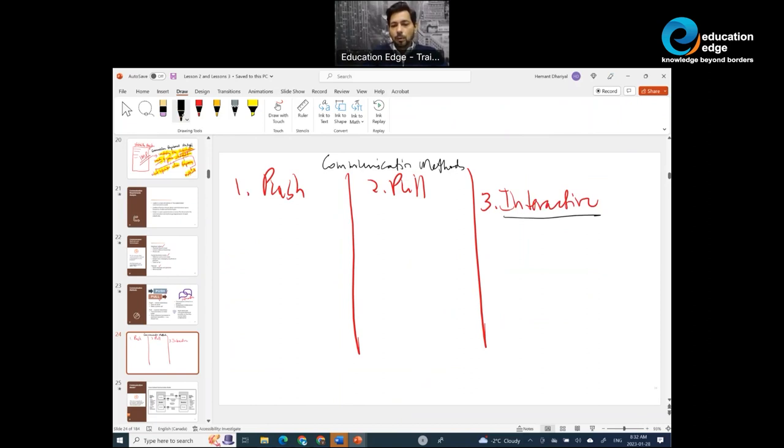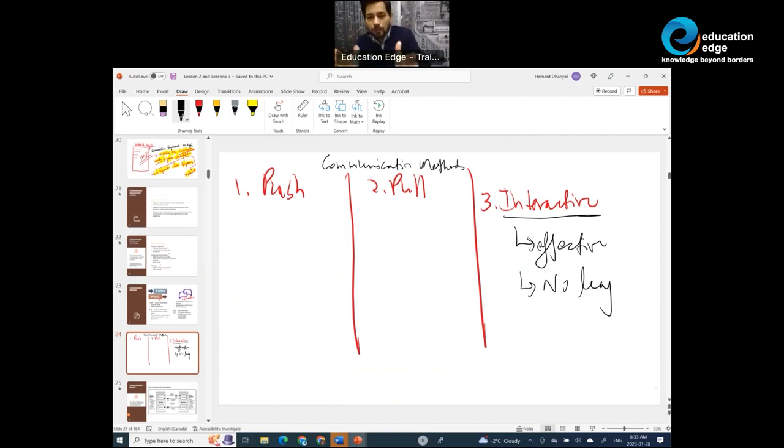Interactive method is the most effective method of communication. In the exam, you could find a question on this too. Why is it effective? Because there is no lag. It's like what happens when two people talk at the same time. There is no lag. Why is there no lag? Because it's real time. It's happening in real time. People are communicating back and forth. Very effective. There is no lag, and it's real-time communication, right?